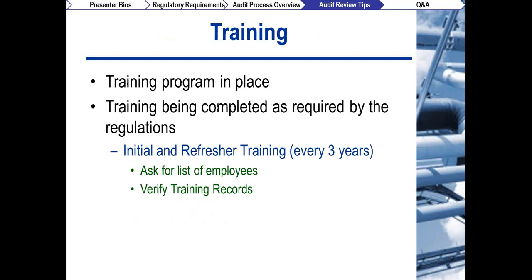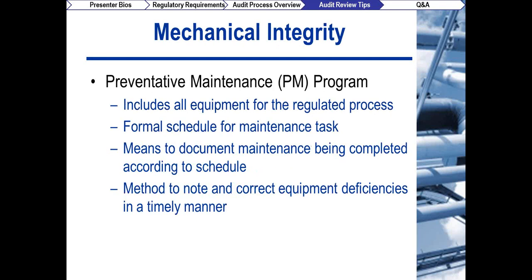A good thing to look for is to ask for a list of all the employees and verify versus their training records that all employees have been up to date. This is a very simple thing to do, and it doesn't take much time to make sure that everyone's up to date. Mechanical integrity, this is your preventative maintenance. A lot of times you may use a contractor for this. You want to make sure that you have your records of your contractor. And if it is someone on site doing it, you want to make sure you have their records as well.